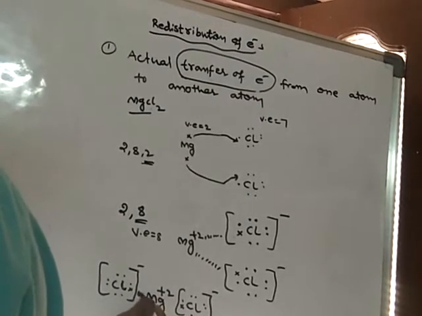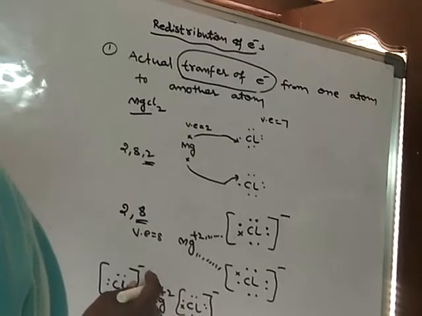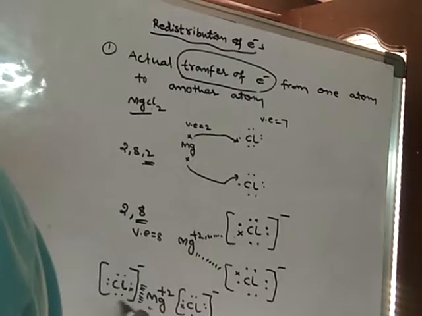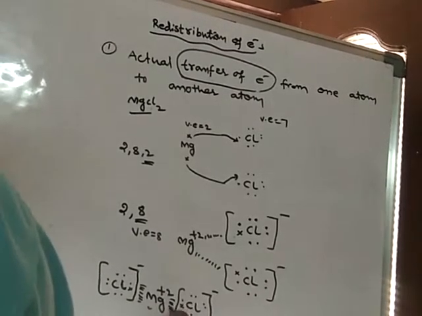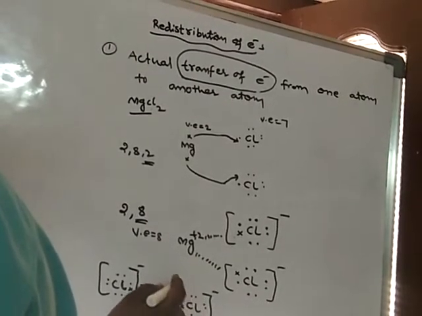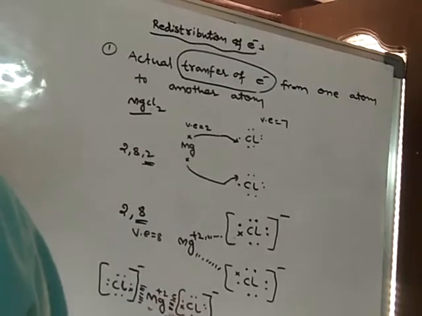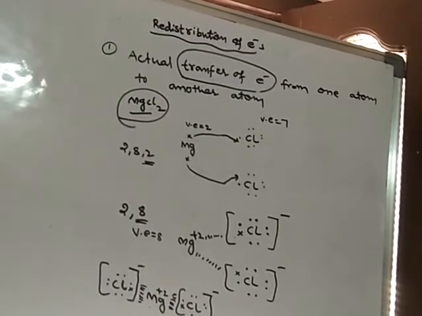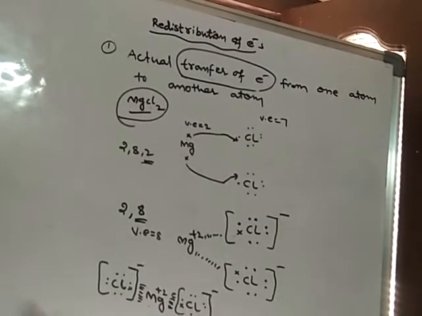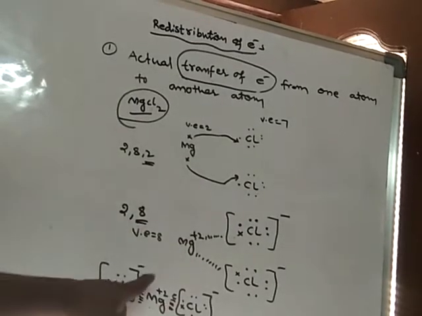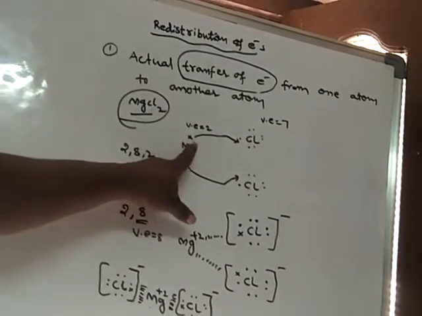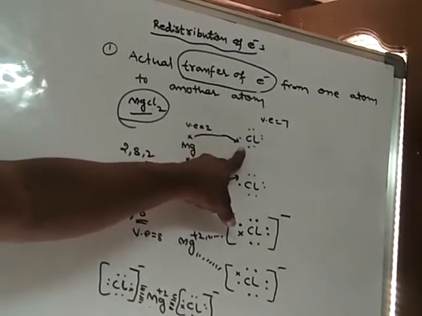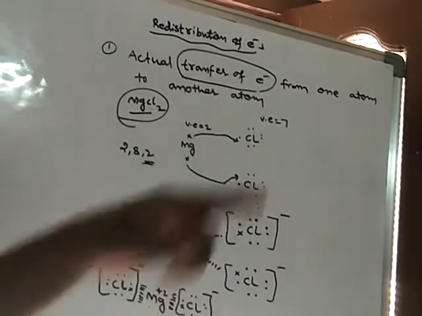Now a force of attraction is developed between these two, and here also some force of attraction is developed between these two oppositely charged ions. So an ionic bond is formed here, and here also between these two oppositely charged ions. As a whole, this magnesium chloride molecule has ionic bonds. How is the ionic bond formed? Due to complete transfer of electrons. Magnesium transfers one electron to one chlorine completely, and another electron to another chlorine completely.